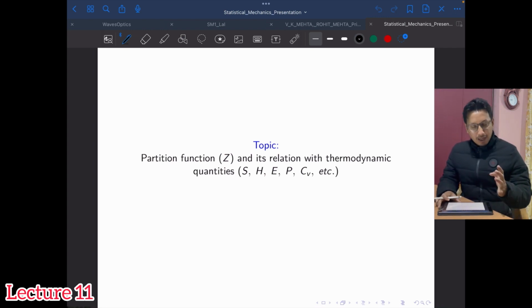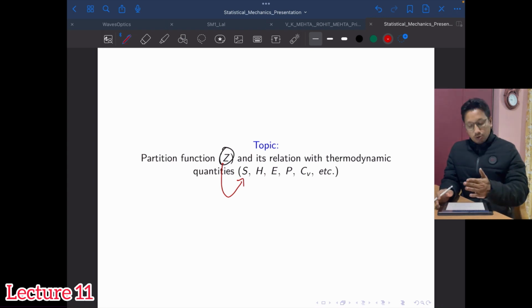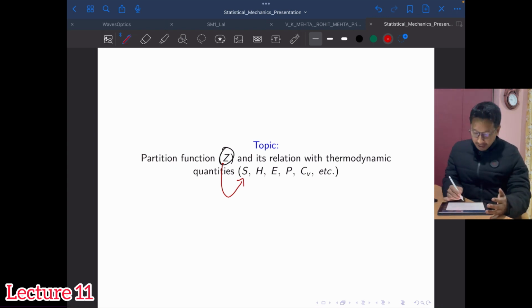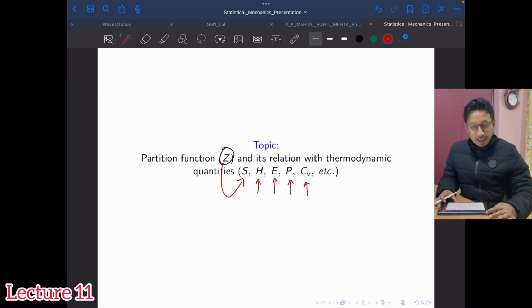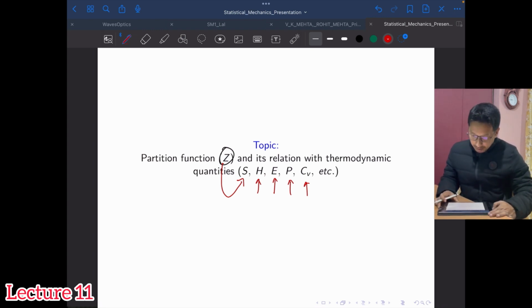For example, the relation between the partition function Z, which we have defined here, and how it's related to the entropy, the enthalpy (H is enthalpy), the total energy, the pressure, and the specific heat at constant volume. Okay, so we will see as we go along the video.